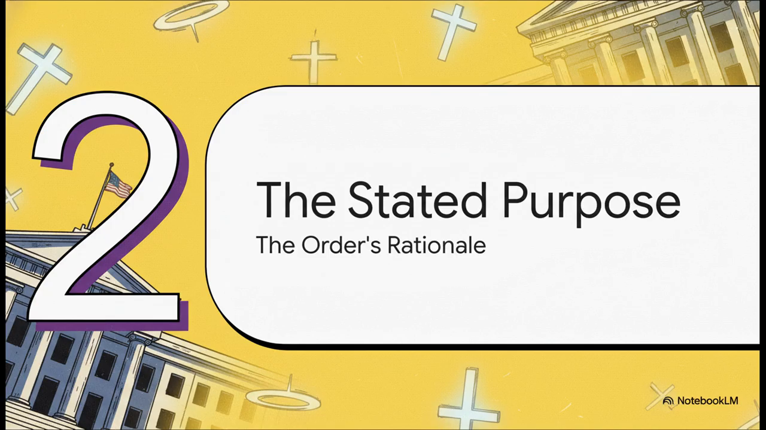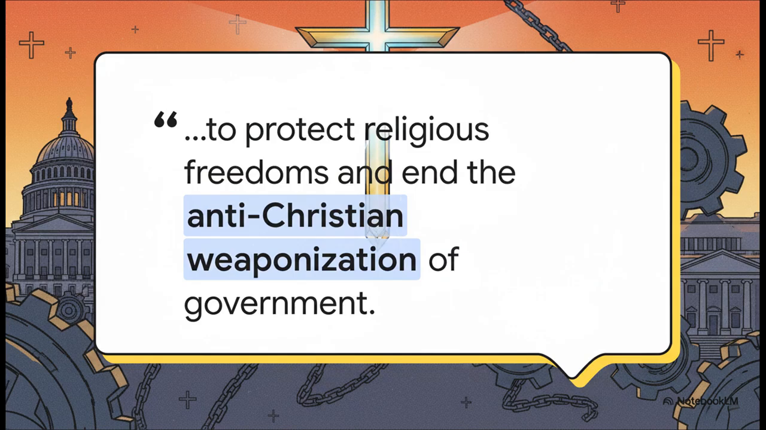All right, on to Section 2, the stated purpose and policy. So you're probably asking, why was this order even created? Well, every executive order has to lay out its official rationale. This is the part where the administration basically makes its case for why this is so necessary. And if you pull a quote directly from Section 1 of the order, you get to the absolute core of it. The mission is, and I'm quoting here, "to protect the religious freedoms of Americans and end the anti-Christian weaponization of government." Wow. I mean, that is a really direct and, you could say, powerfully worded statement of purpose.